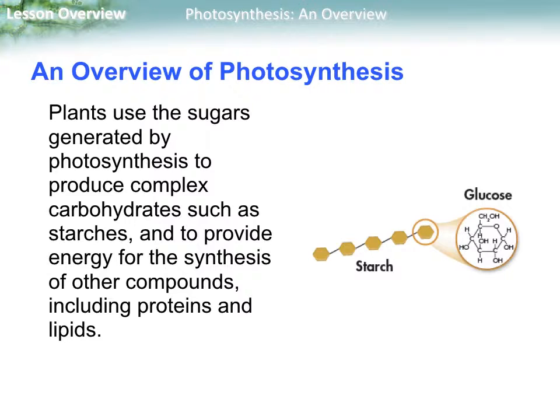Plants use the sugars generated by photosynthesis to produce complex carbohydrates such as starches and to provide energy for the synthesis of other compounds, including proteins and lipids. Photosynthesis also changes carbon dioxide into oxygen, which helps us. If they weren't doing that, then all the CO2 that we emit would just end up killing us. We need the plants to change that CO2 back to oxygen.